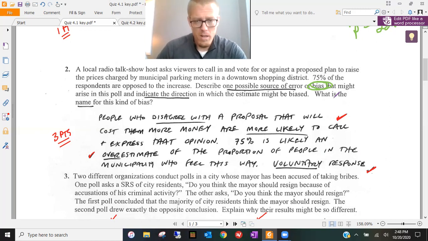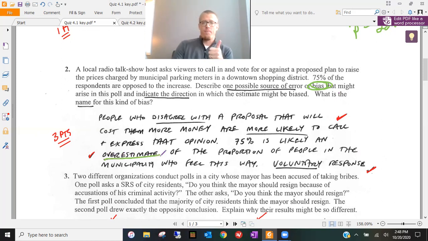My answer here, the model answer, it doesn't have to be exactly like this, but people who disagree with a proposal that will cost them more money are more likely to call in and express that opinion. So if you think the proposed plan to raise the prices is fine, then what do you care? You're probably not even listening to this talk show host. You're not going to call in. But those that did call in, 75% of them were opposed. So what we assume is that 75% is an overestimation.